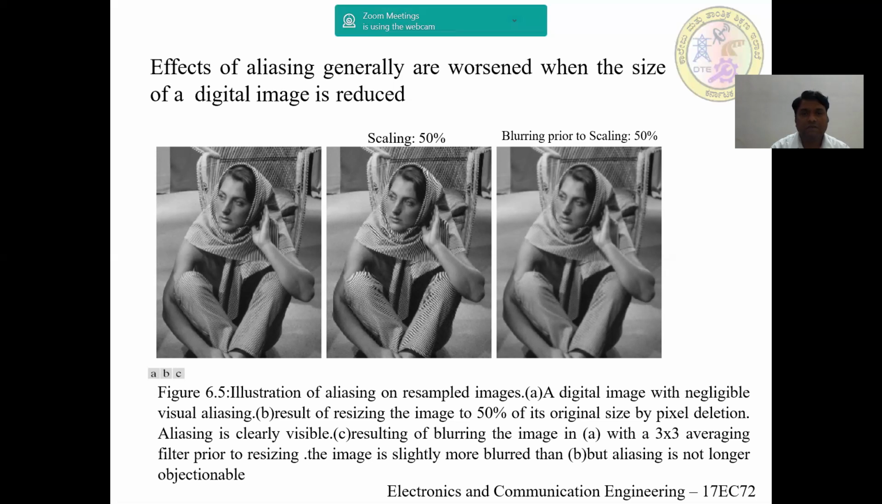B is result of resizing the image to 50% of its original size by pixel deletion. Aliasing is clearly visible. C is result of blurring image in A with 3x3 averaging filter prior to resizing. The image is slightly more blurred than B, but aliasing is no longer objectionable. That is blurring prior to scaling.